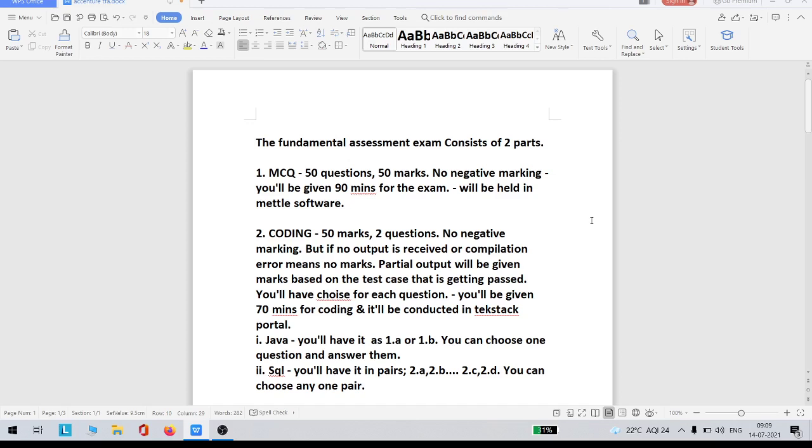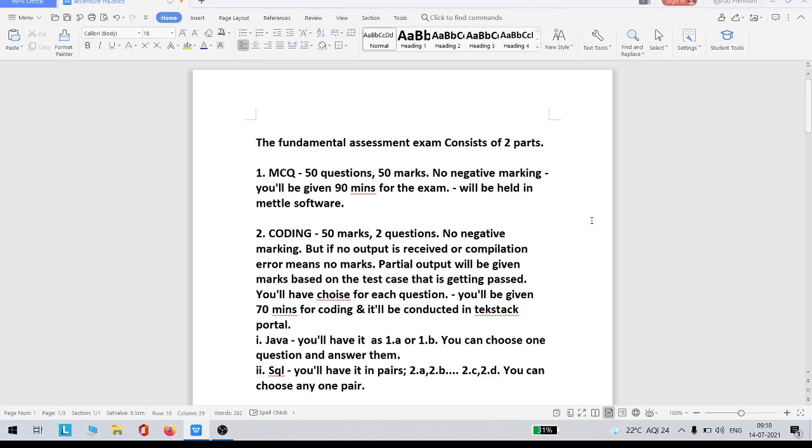As I mentioned, the coding section will be actually 100 marks, but it will be consolidated to 50 marks. Now let us see how that 100 marks will be allotted. In this coding section, the first part will be based on Java and the second part will be based on SQL. In Java, you will be given two questions, let us say 1A and 1B. Now you have to choose any one question, either 1A or 1B, and solve that.